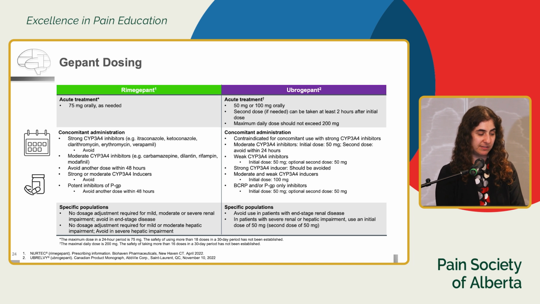So just a few words about the gepants in terms of the dosing. So rimegepant is 75 milligrams orally. Ubrogepant, like we talked about, comes in 50 milligram or 100 milligram tablets. And a second dose can be taken after 2 hours if needed for a maximum of 200 milligrams in 24 hours.